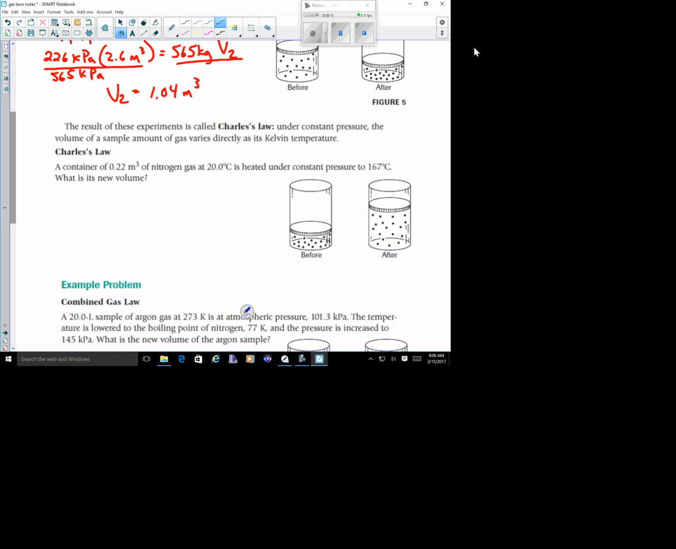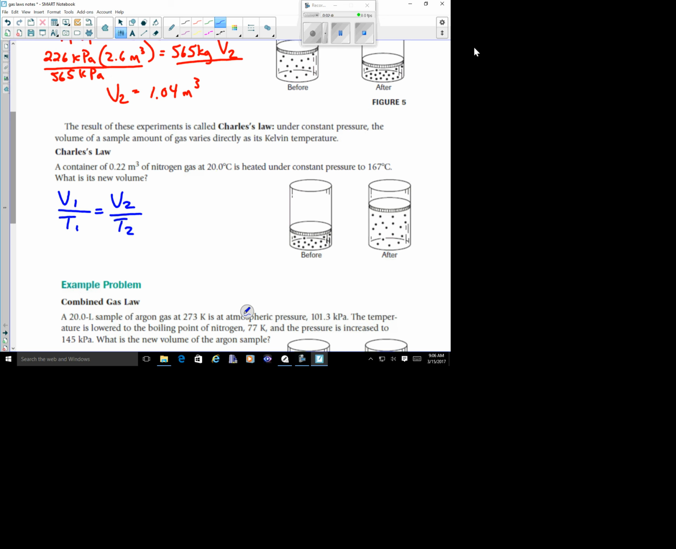Charles's Law says that at a constant pressure, if you take the volume, that volume is directly proportional to temperature. So therefore, as temperature goes up, volume will go up. So that means that your first volume divided by your first temperature has to equal your second volume divided by your second temperature. This is always at a constant pressure. So this is Charles's Law.